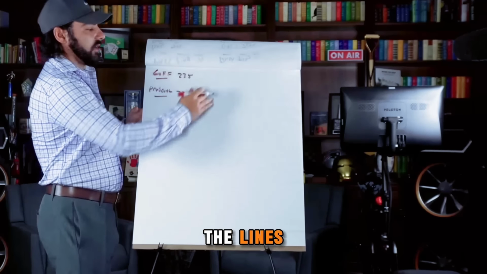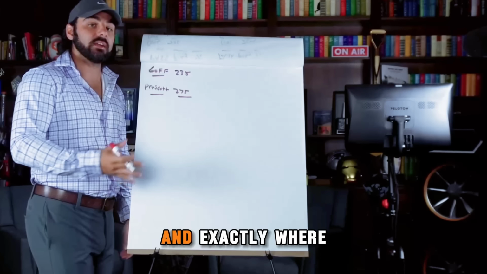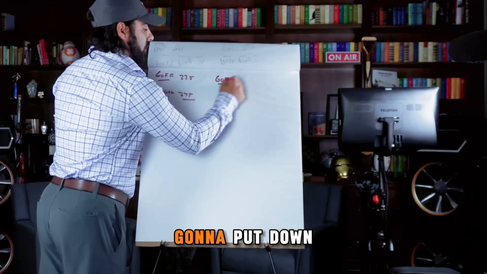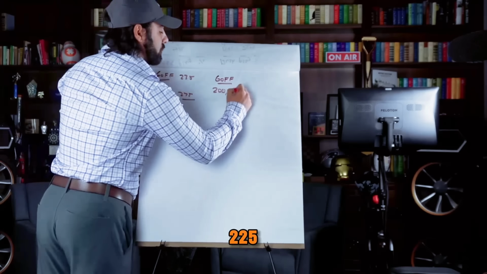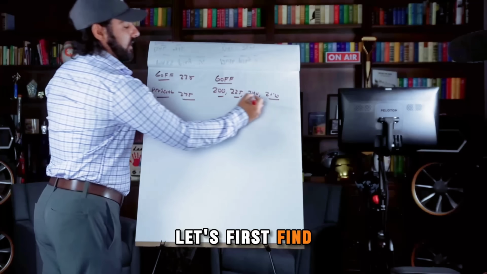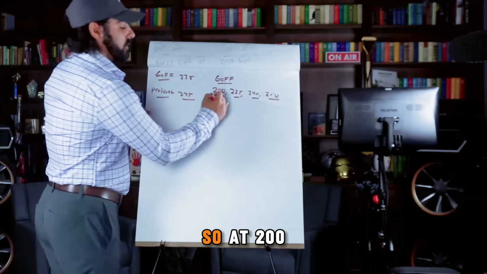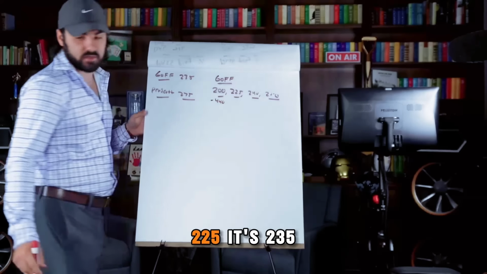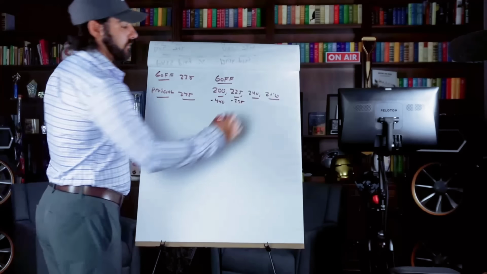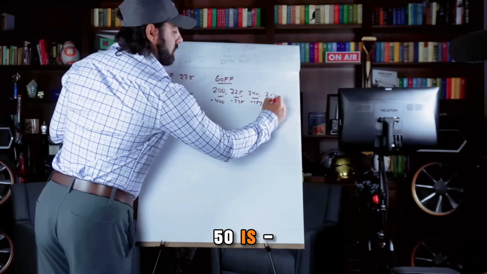Now let's take a look at the lines and compare our implied probability versus our true probability, and exactly where our edge lies. So for Goff, we're going to put down his 200 line, 225, 240, and 250. Now let's first find our implied probability, because we can find that by just putting the odds down. So at 200, it's minus 440, 225, it's minus 235, 240 is minus 157, and then 250 is minus 108.